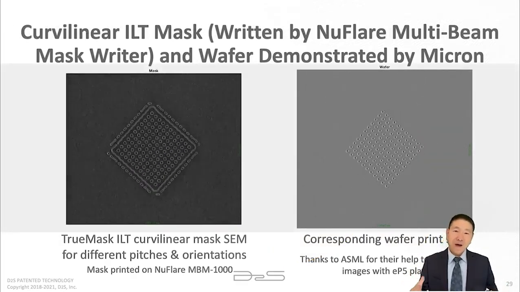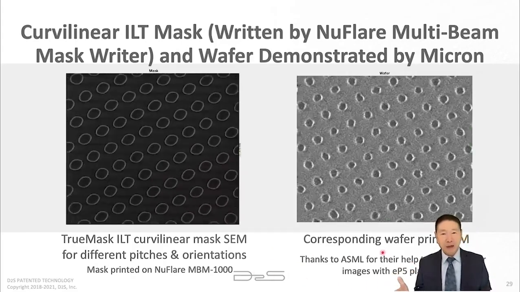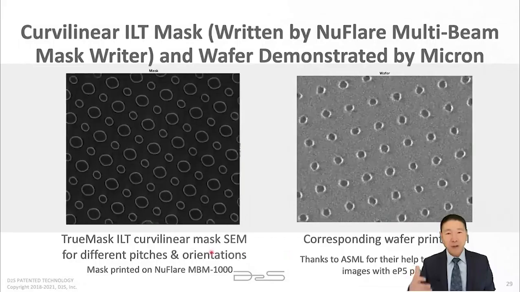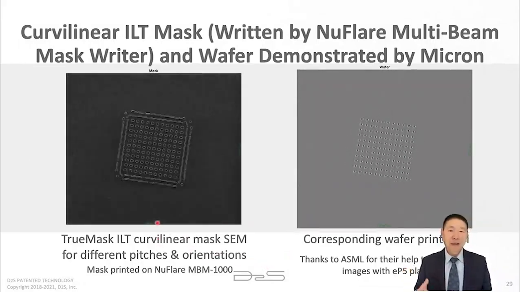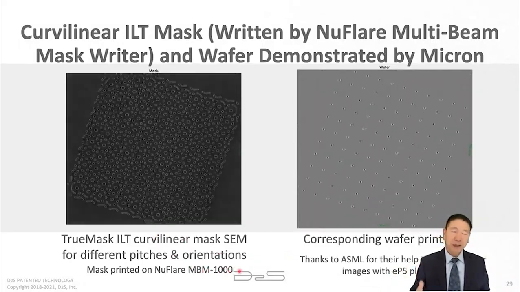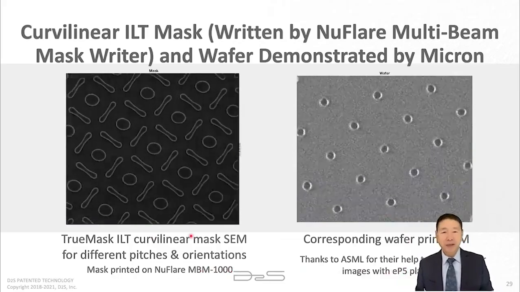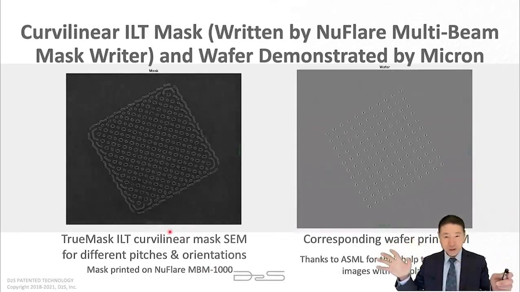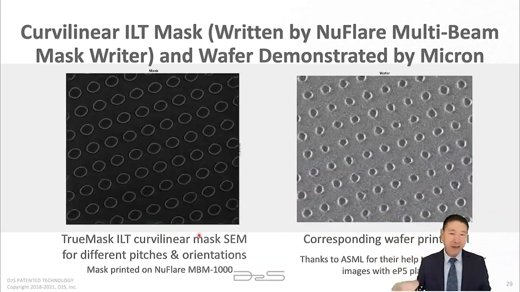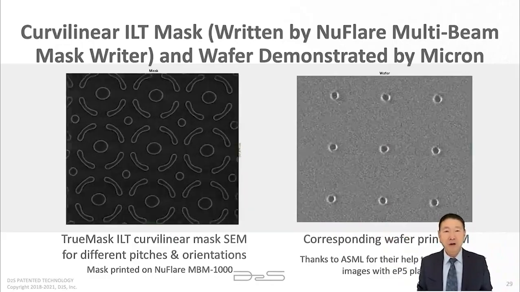Okay, we have been talking about the ILT algorithm for a while, but the main benefit of ILT is wafer print. So here, let's see. This is a wafer result we got from Micron. The mask was written by a NeoFlare multi-beam mask writer, then it's printed using Micron's POR process. On the left is the ILT mask pattern, that whole sequence for this 11 by 11 contact with rotations. And on the right is the corresponding wafer print.